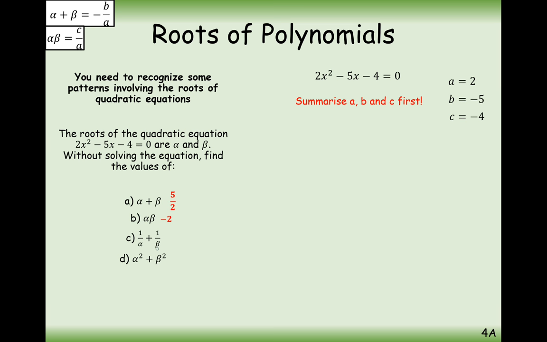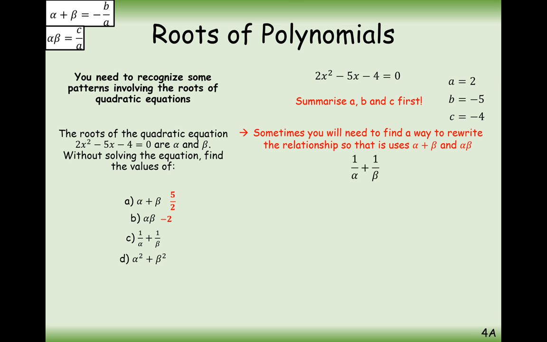Let's now have a look at C, 1 over alpha plus 1 over beta. How can we rearrange this expression here, 1 over alpha plus 1 over beta, so that it's in terms of either alpha plus beta or in terms of alpha beta? Well, let's start to add the equations together here. So remember, we want to create common denominators and times the other denominator multiplier on the top as well. Add the two terms together and combine the two fractions together. And this is what we've got here.